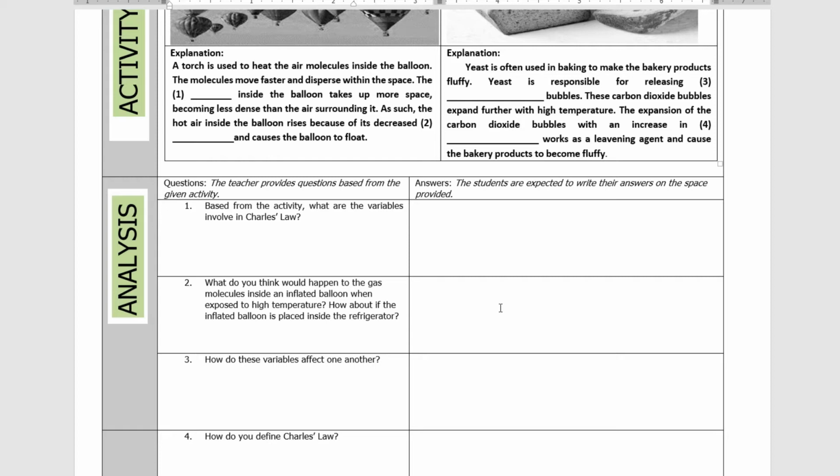In this case, all you need to do is to base your definition directly on Charles' law itself, based on the relationship between volume and temperature at constant pressure. Of course, you can expound more. However, do not go away from that particular relationship.